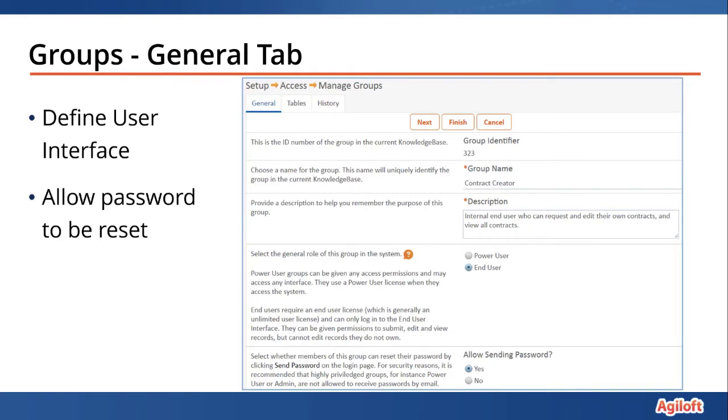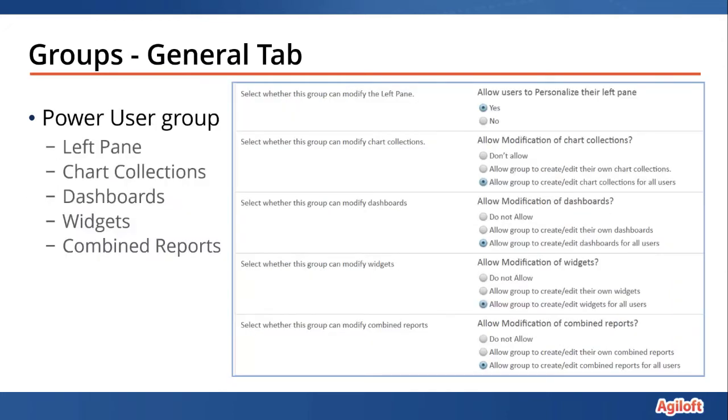So, in the first General tab of the Group wizard, we can choose whether the group is an end user or a power user group. We can see that this particular group is an end user group. The simplest distinction for end users is that they access the system through the end user interface and can only edit their own records. From here, we can also select whether this group can send themselves a password reset email from the login page. Now let's look at the other options available for this tab for a power user group.